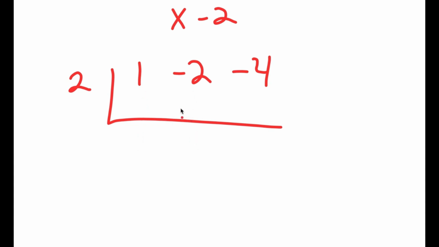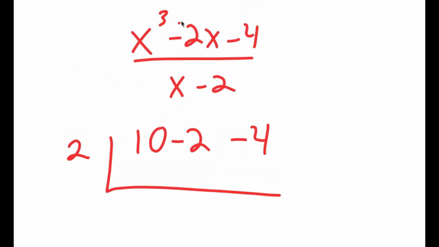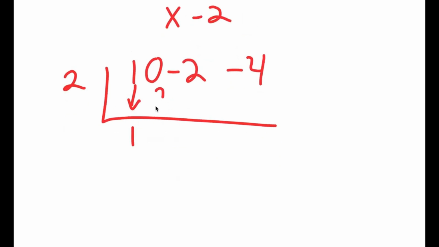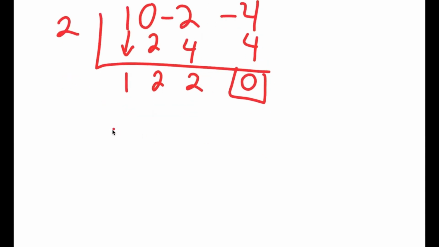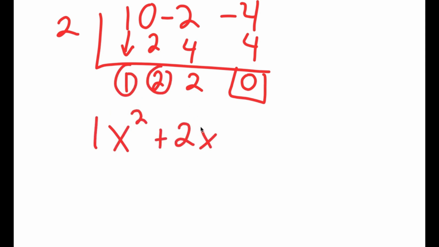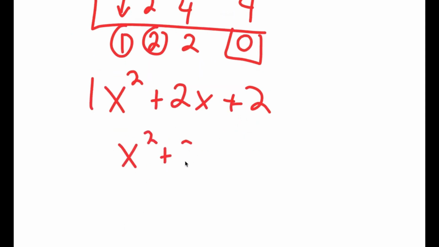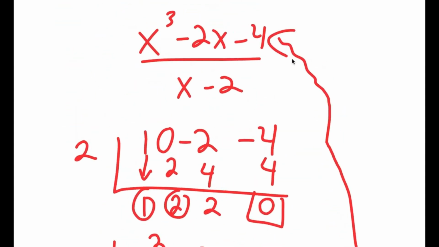Sorry, I actually did something wrong. We should have a 0 in here because, remember, we have a missing power of 2. So because there's no power of 2 here, we just put a 0. Now, if we bring down 1, we get 2 times 1, which is 2. 0 plus 2 is 2. 2 times 2 is 4. Negative 2 plus 4 is 2, and 2 times 2 is 4, negative 4 plus 4 is 0. So we have a remainder of 0, and we get x squared, our coefficient is 1, plus 2x, coefficient is 2, plus 2 at the end. So I get x squared plus 2x plus 2 is equal to this.